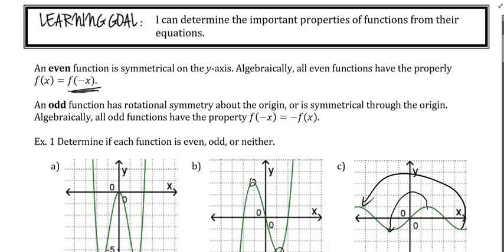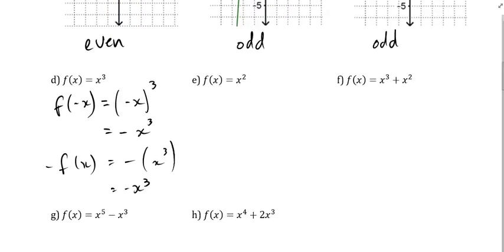f(-x), is it equal to f(x)? Or is it equal to -f(x)? Or is it equal to neither? f(-x) is the same as -f(x). Therefore, this is odd, which we already knew. We were expecting that to happen, but there it is shown algebraically. That's how you do it.